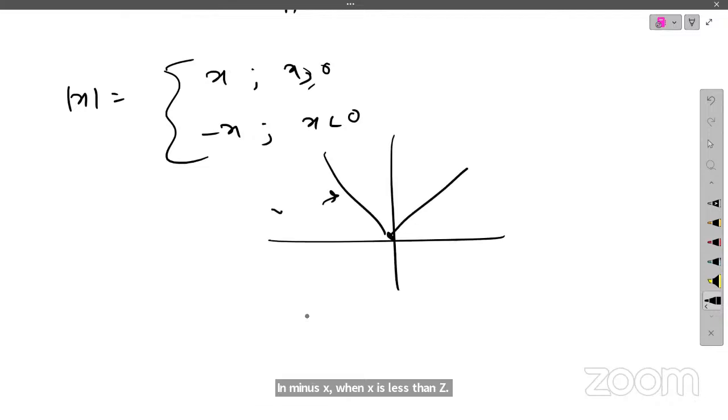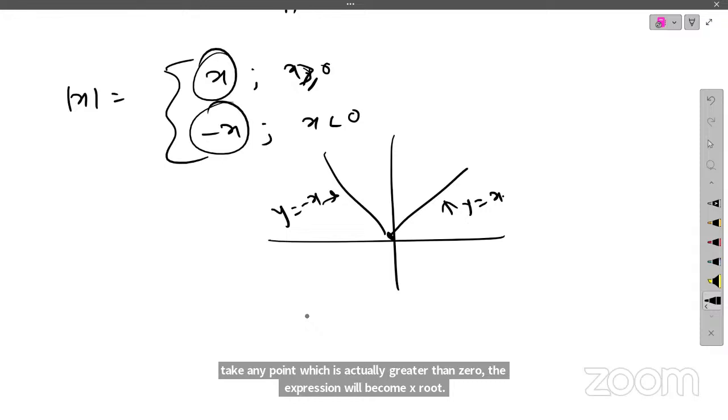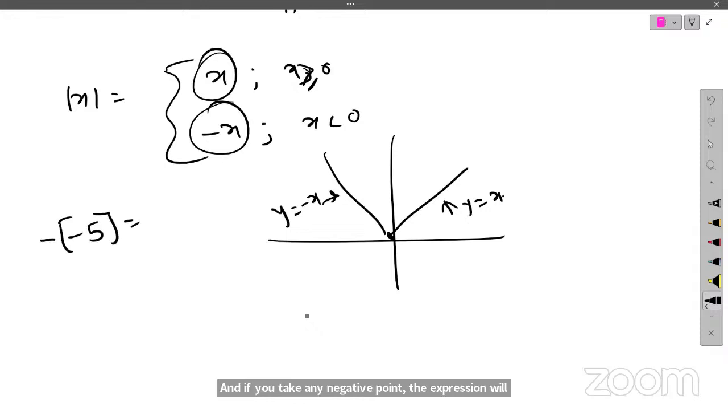So this is the line y equals minus x. This is the line y equals x. If you take any point which is greater than 0, the expression will become x. And if you take any negative point, the expression will become minus x. Then only minus of minus 5 will become 5, right? That's why modulus of minus 5 is 5.